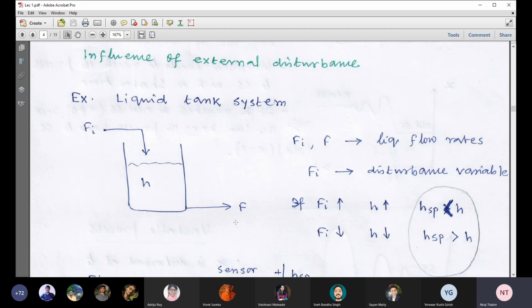If you think physically, you can easily understand this. If I increase the inlet flow rate Fi, what happens? Naturally, the height of liquid in the tank H increases, and it becomes higher than its set point. This is the reverse case: if the inflow rate decreases, the height decreases, and the set point becomes more than the height.